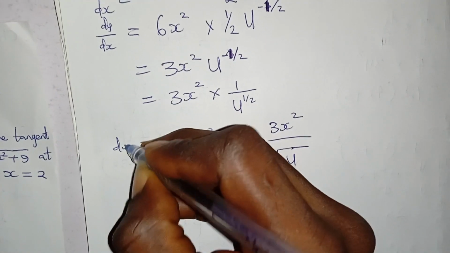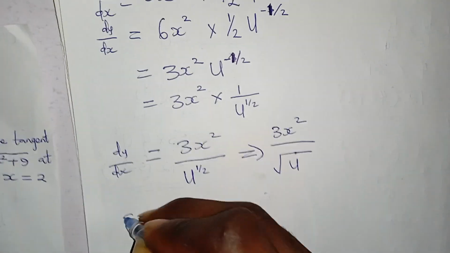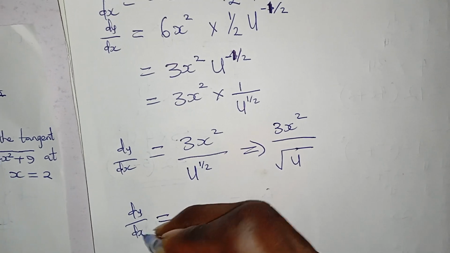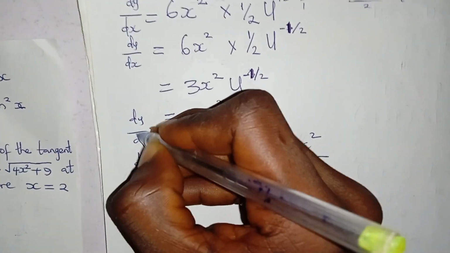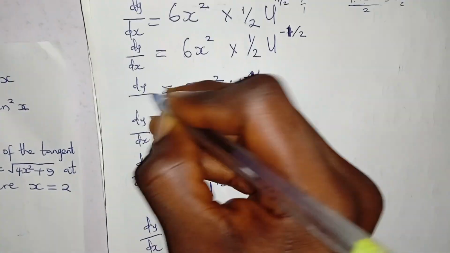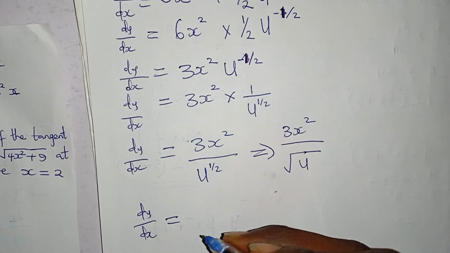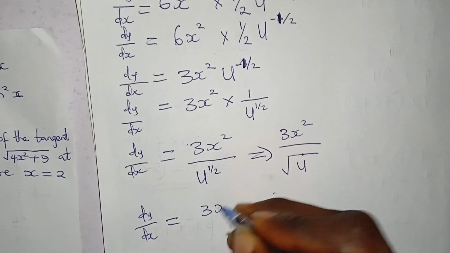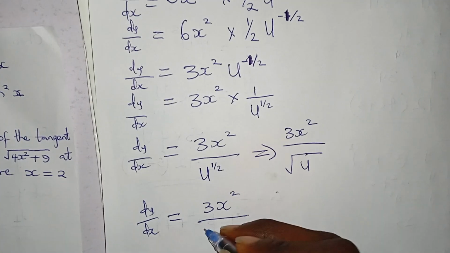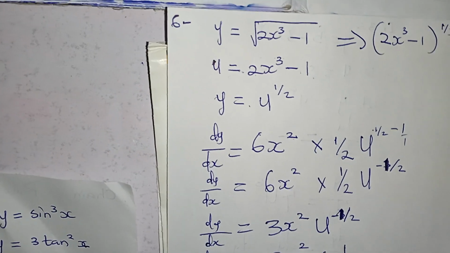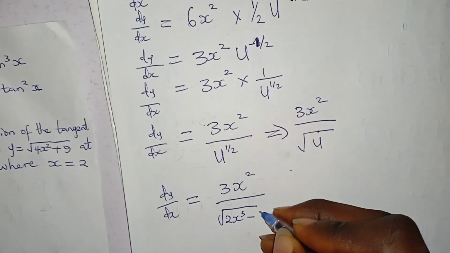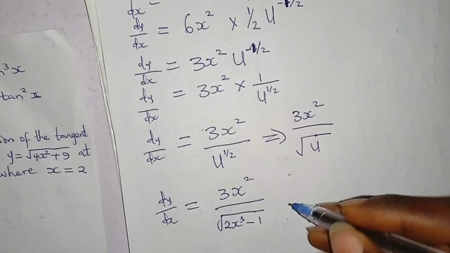So this is dy over dx. Remember that u is equal to something. So u is equal to, you should remember, 2x cubed minus 1. So this is our final answer.